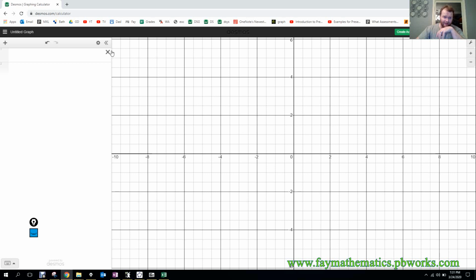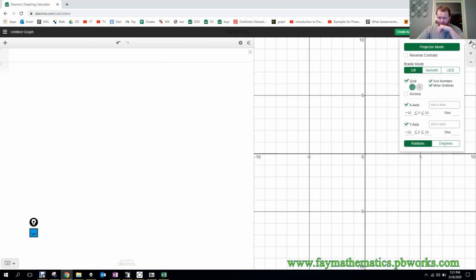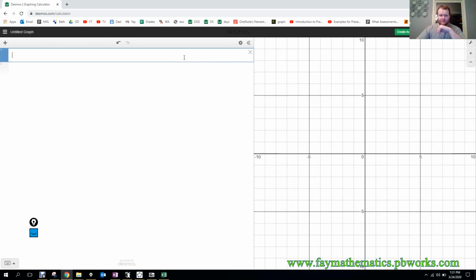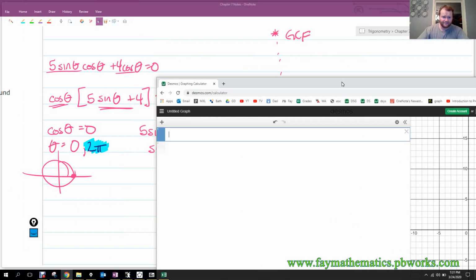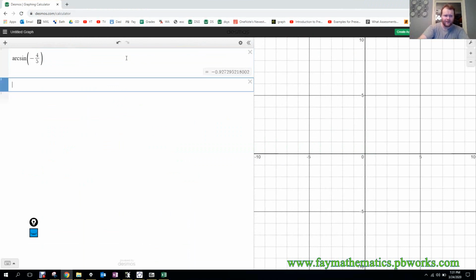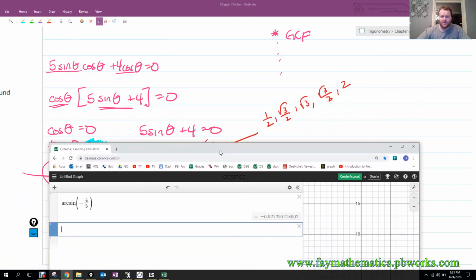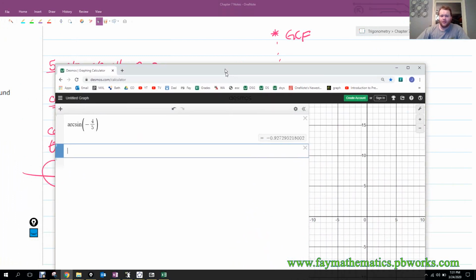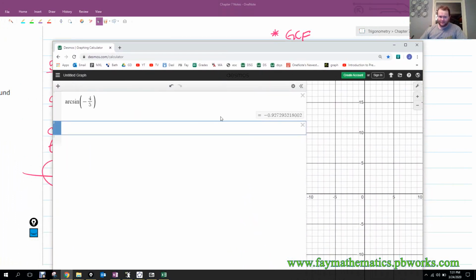So I want to do this in radians. I'm going to take sine inverse of negative 4/5. Okay, so it gives me that amount there. What that means to us, let's draw a picture here real quick.